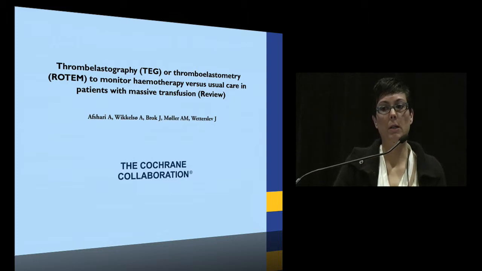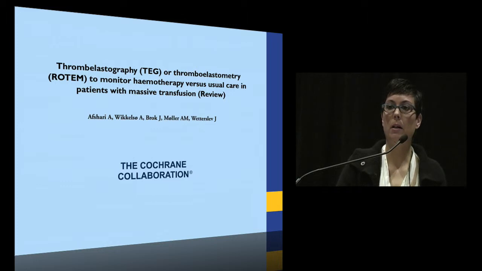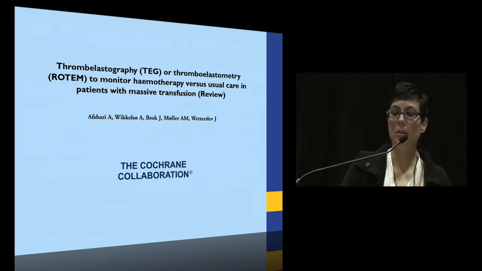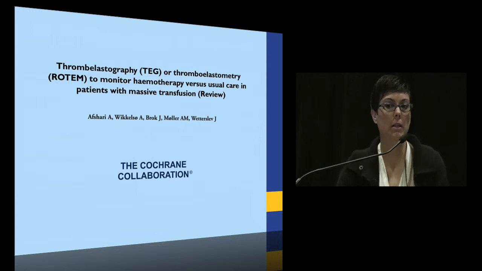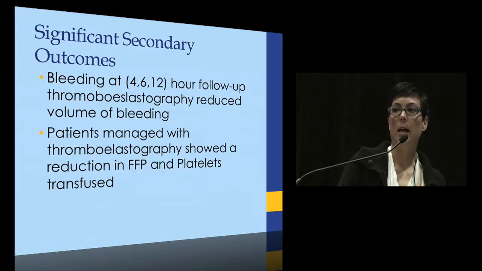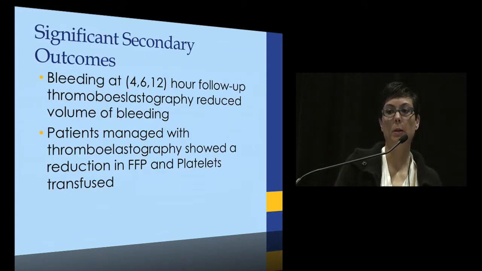And what they found was that the significant outcomes were the secondary outcomes. There were several things that they looked at: ICU stays, oxygenation, how long they were ventilated, et cetera. But the 2 things that came out were bleeding at 4, 6, and 12-hour time points at follow-up. The thromboelastography group reduced the volume of bleeding. Okay, so they gave less blood to that group.